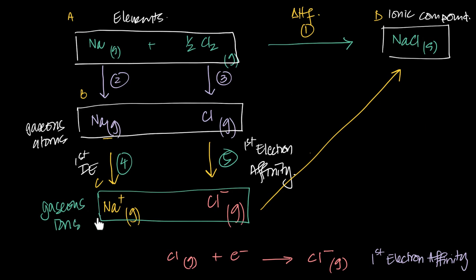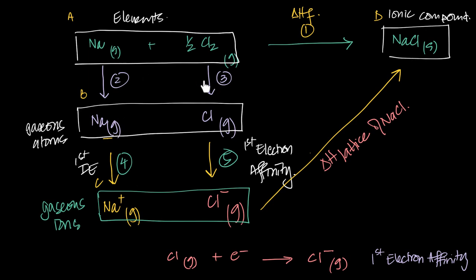This is from gaseous ions to ionic compound, and this is what we call delta H lattice, or lattice enthalpy of sodium chloride. And by definition, this type of reaction is lattice enthalpy. Now, obviously, it'll have a certain value and trends and all that. We'll discuss that. But right now, what we just created was a pathway from elements to compound directly and indirectly. Indirectly went through multiple changes. It becomes gaseous atoms, then gaseous ions, and then the ionic compound.